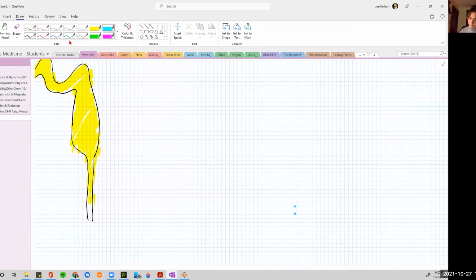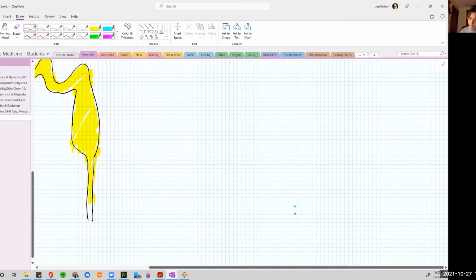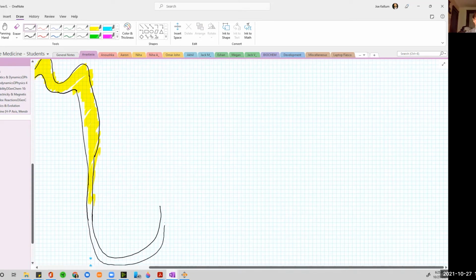Okay, so after the proximal convoluted tubule, we get to the loop of Henle. So what's going on here in the loop of Henle? Well, this is when it dives more deeply into the kidney, physically, outside of the cortex and into the medulla.